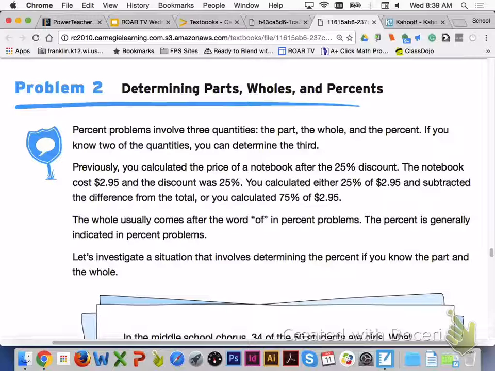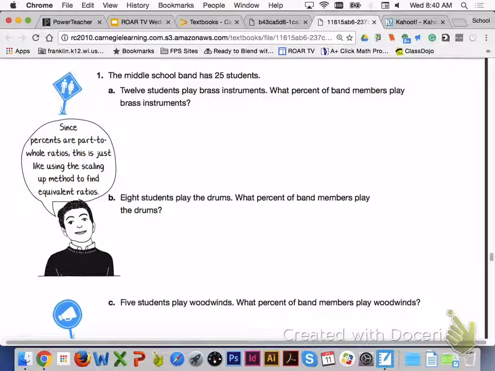The whole usually comes after the word of in percent problems. The percent is generally indicated in percent problems. Let's investigate situations that involve determining the percent if you know the part and the whole. Please turn to page 438 and answer number 1, letters A through C with your group members.